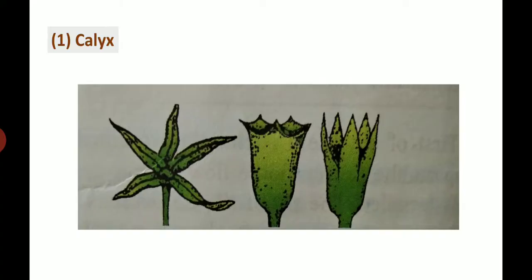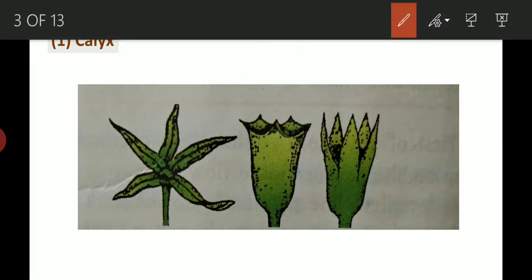Now, the first one is calyx. Calyx means the sepals together, unitedly, are known as calyx. Usually, there are 5 sepals. Sometimes there may be fewer, or in a few cases, even more sepals. Basically, there are 2 types of sepals: one is polysepalous, and another is gamosepalous.